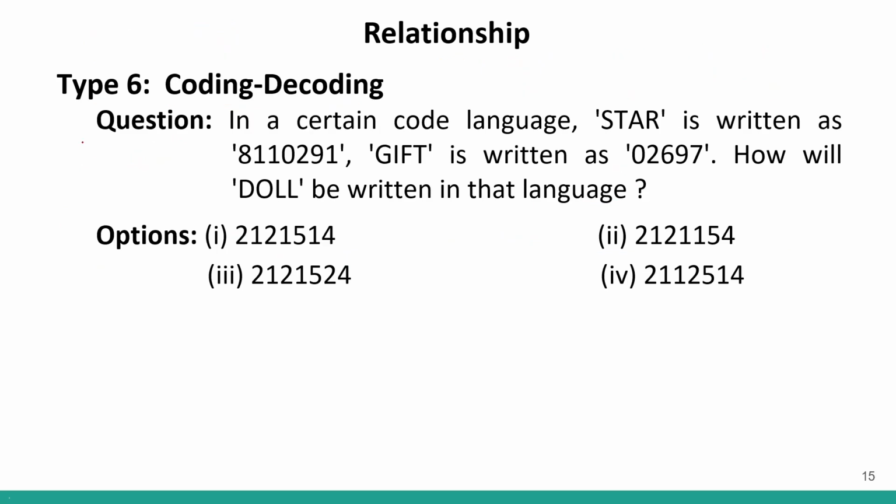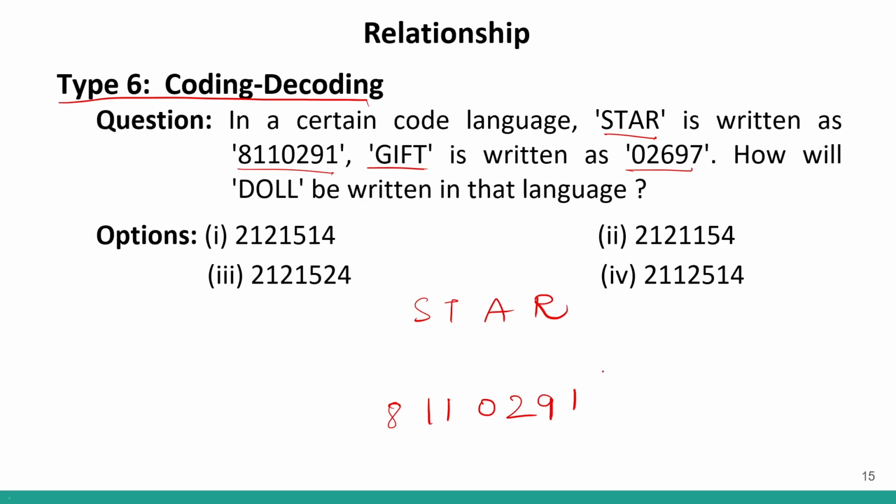Okay? Then we have type 6, coding and decoding. So, in a certain code, star is coded like this, gift is coded like this. How will doll be coded? So, star is coded like 81102 91. So just by looking at it, I cannot figure out how the code has been decided. Now let me give them forward ranks. So what would be the forward ranks for S? 19, 20, 1, 18. Correct? If I write this in reverse order, what will I get?